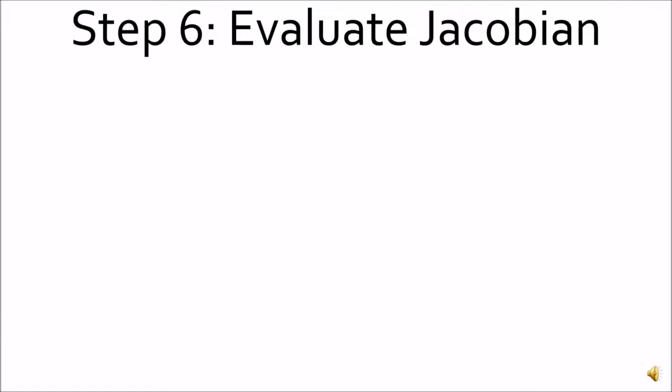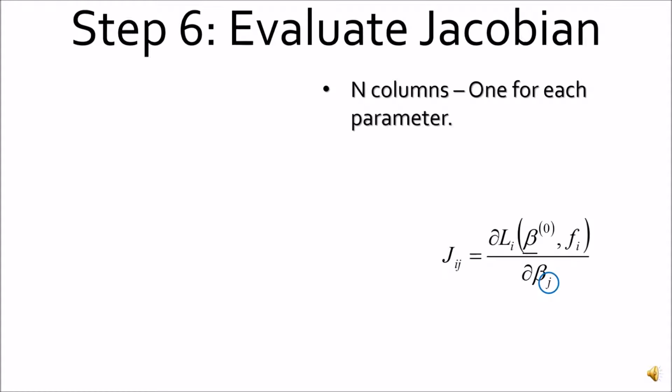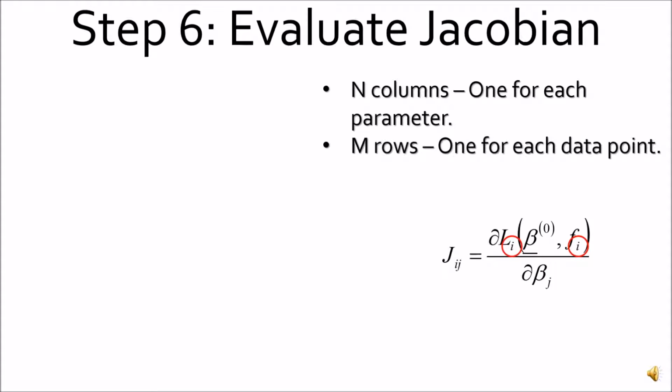Okay, so step 6 is the most complicated one. It's to evaluate the Jacobian matrix. As I indicated briefly at the start of this video, the Jacobian matrix is a set of derivatives. So we notate it with the subscripts i and j. There are n columns indicated with a subscript j, and there's one for each parameter. That's why we have a subscript j for each of the betas, because the beta represents our parameters. And we have m rows, indicated by the subscript i, and there's one for each data point.